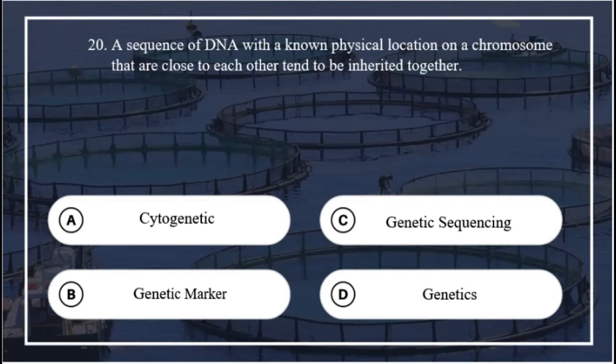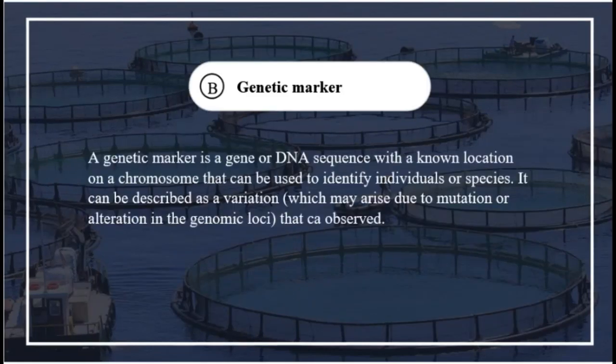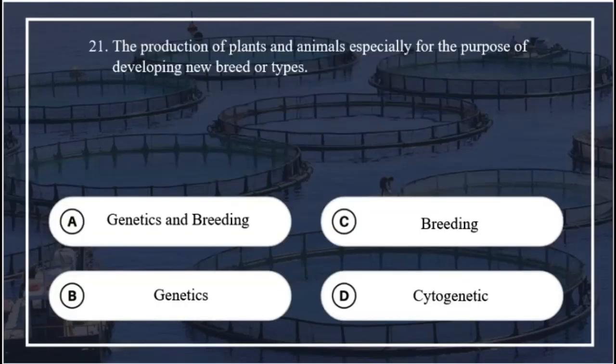20. A sequence of DNA with a known physical location on a chromosome, where markers that are close to each other tend to be inherited together. A. Cytogenetic. B. Genetic marker. C. Genetic sequencing. D. Genetics. Answer. B. A genetic marker is a gene or DNA sequence with a known location on a chromosome that can be used to identify individuals or species. It can be described as a variation, which may arise due to mutation or alteration in the genomic loci, that can be observed.